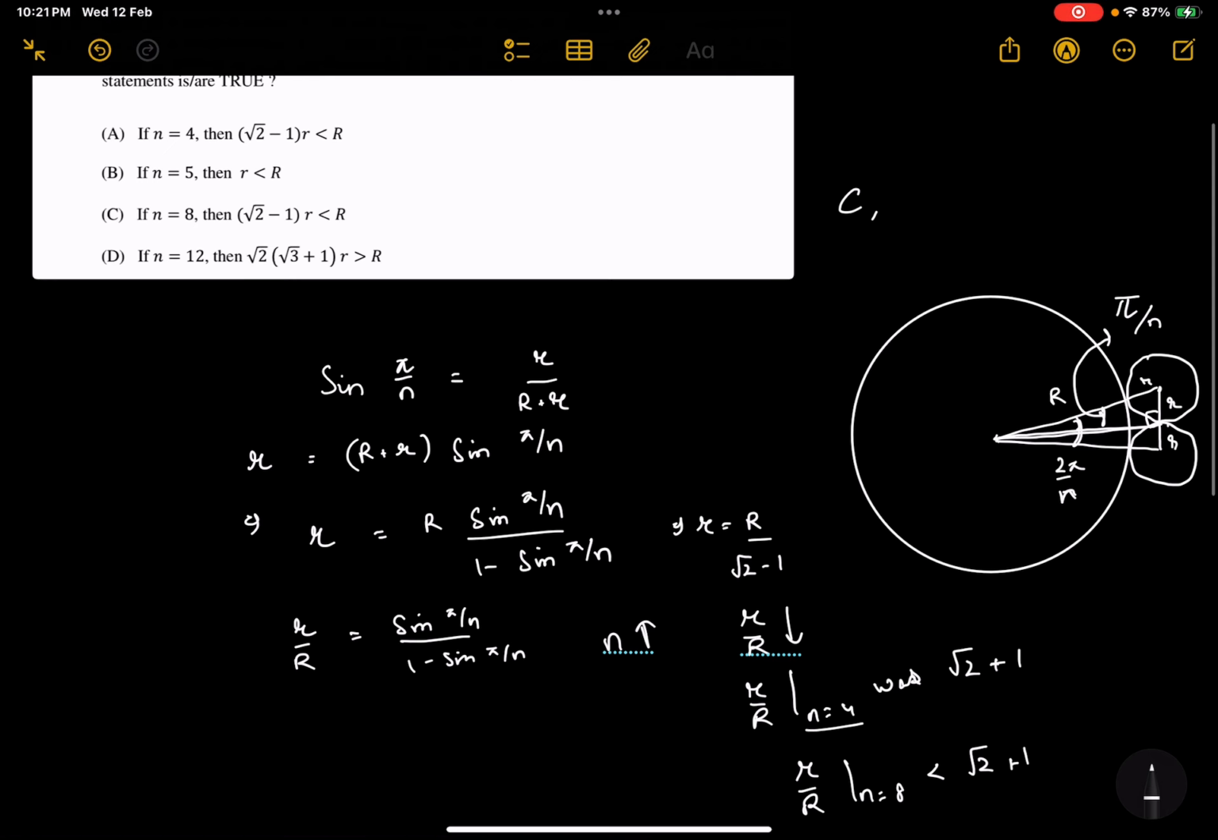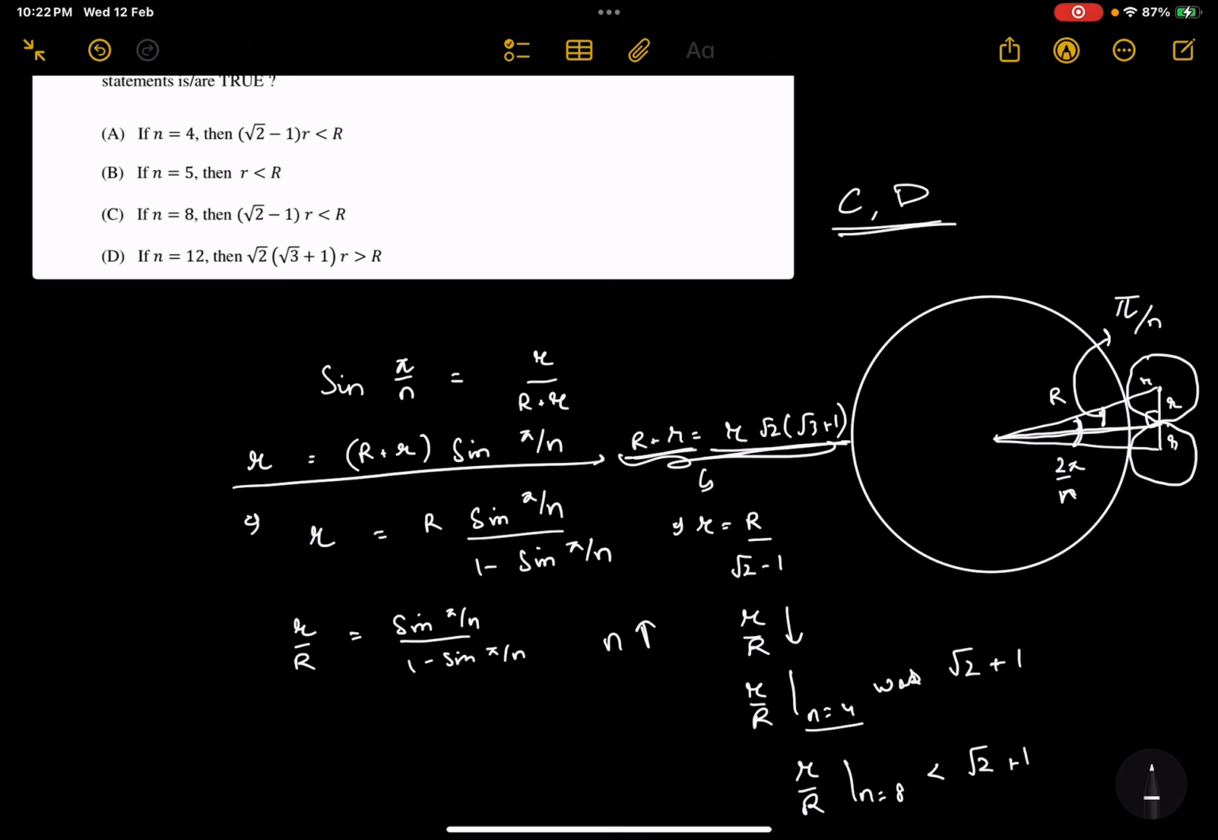And as for option D, after using this, we have R plus r is equal to r times cosec pi by 12, which is, I think, root 2 times root 3 plus 1 or something like that. I think it's root 2 times root 3 plus 1. So this implies that r times root 2 times root 3 plus 1 is equal to R plus r, that is, it is greater than R. So D option is also correct. So the answer is CD.